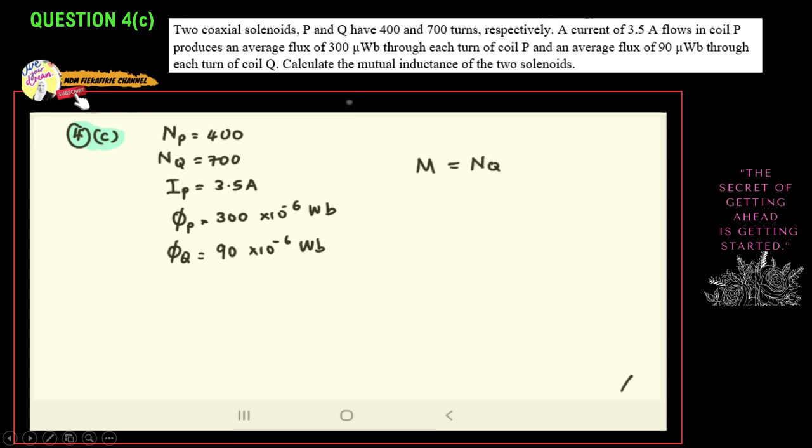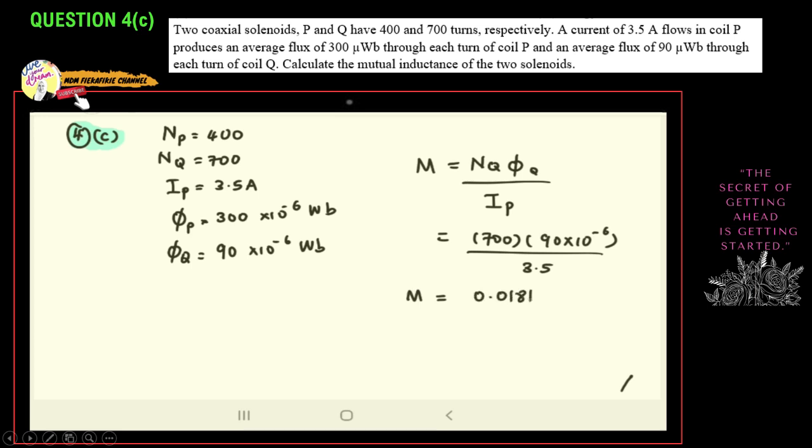So based on the information given, I will use this equation, M equal to the number of turns for Q times the average flux in Q, divide, siapa yang ada current, so the current in P. Okay, so we substitute all the values, so 700, 90 microweber, and the current that passed through coil P is 3.5 ampere. So the final answer, the mutual inductance of the two solenoids should be 0.018 Henry.